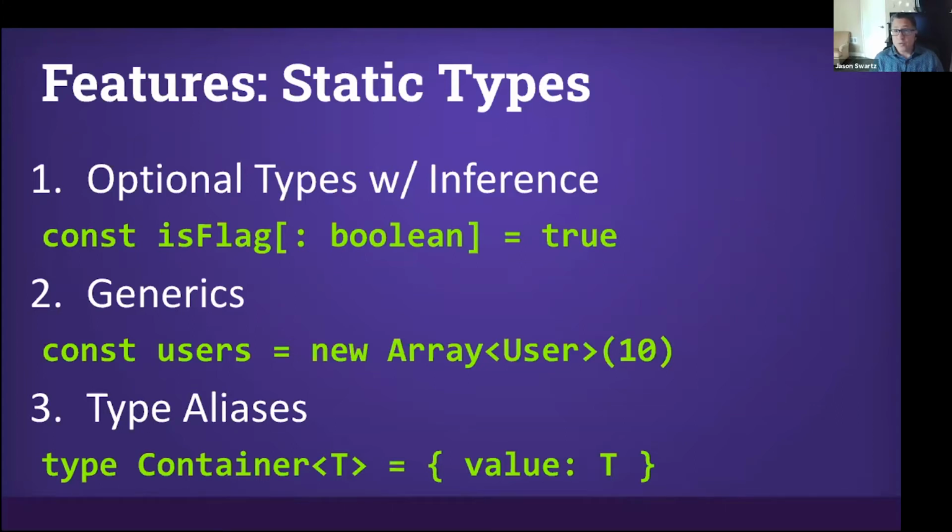Last thing is you do have type aliases. So for example, here's a container T, which is an object or object literal in TypeScript with a value T. T here is simply the generic type parameter that's being passed in. So I can then reuse this in my constants and variables and have them as type container T. For example, maybe value is a string or an integer or an instance of a class.